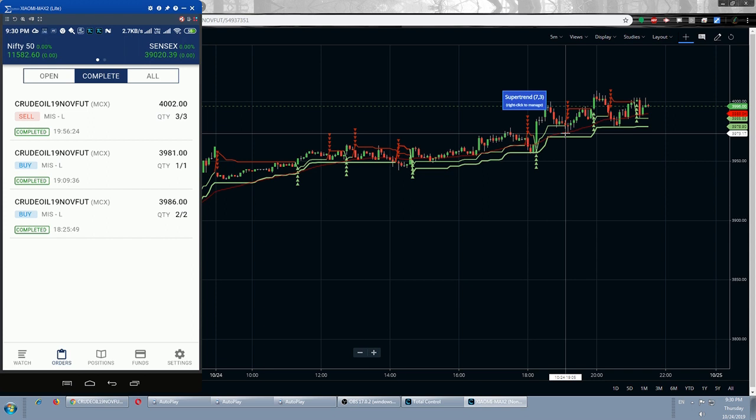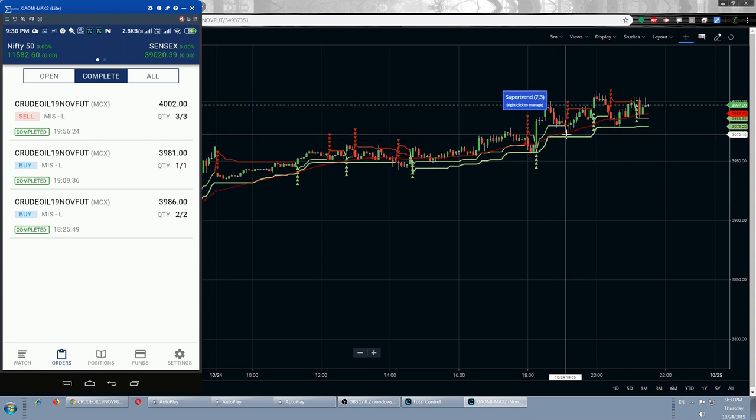Why did I add one more lot? To increase my profits. But make sure that if you are new to crude oil, please avoid adding lots, because if crude moves in the opposite direction, your losses will be doubled. So you need to have a lot of experience and a lot of confidence in your setup. Only then do you add lots to increase your profits. I was confident enough that it would go up.